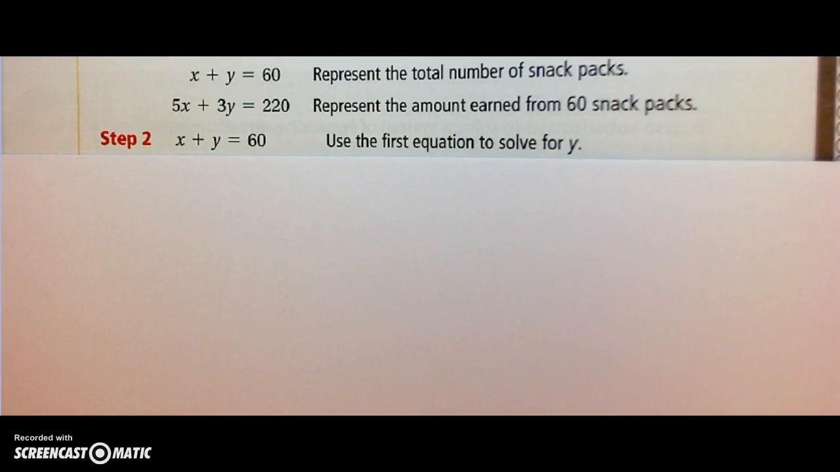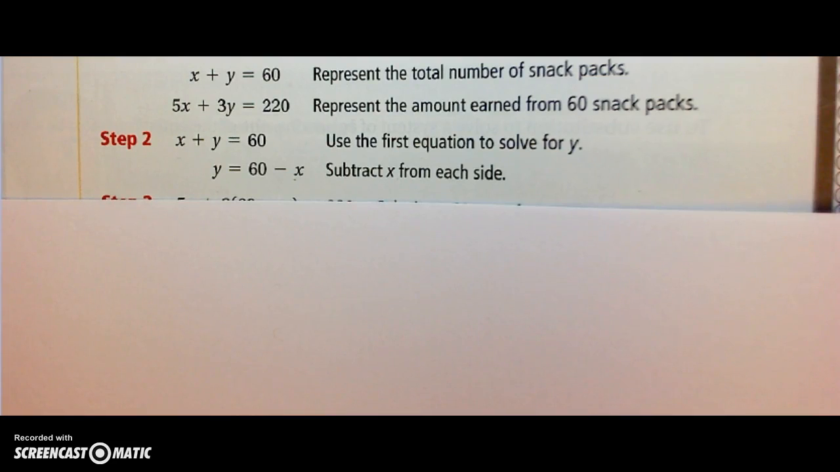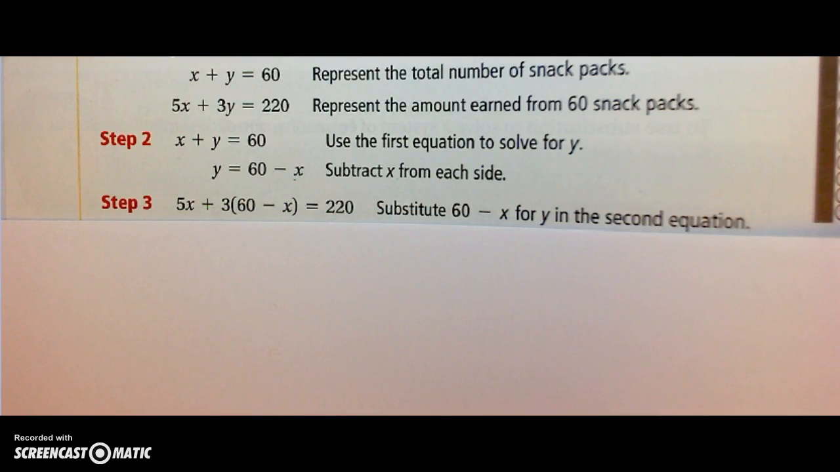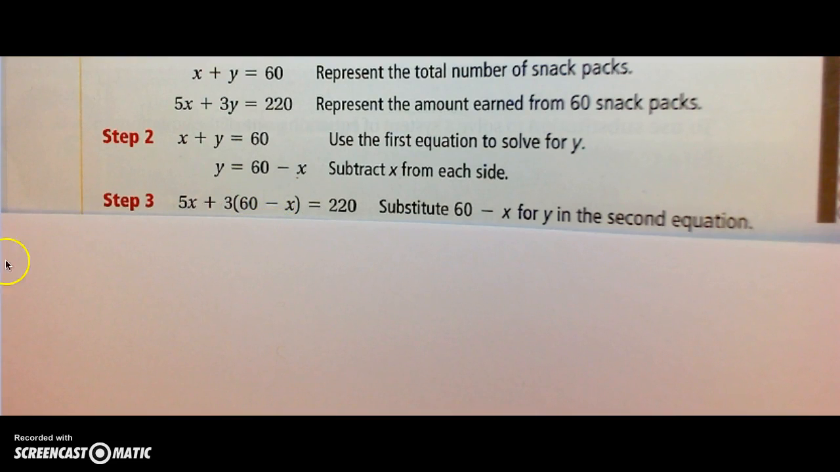So we're going to use the first equation to solve for y. So we're going to subtract x from both sides. So we have y is equal to 60 minus x. And we need to substitute this into the other equation. And so we're pulling out y and substituting in 60 minus x. So you see order of operations, we need to distribute and then combine like terms.